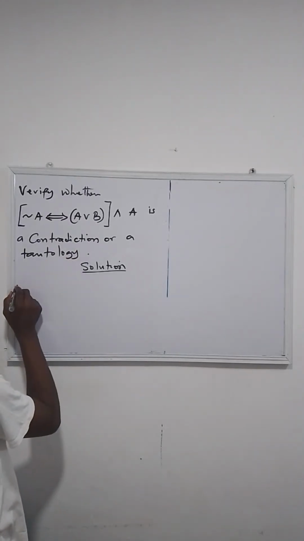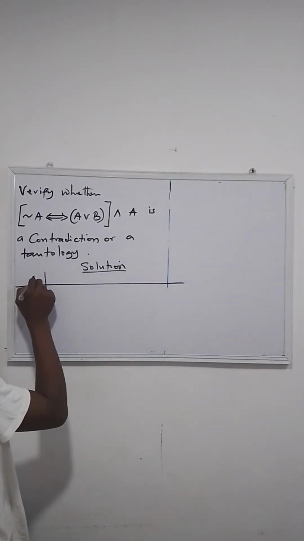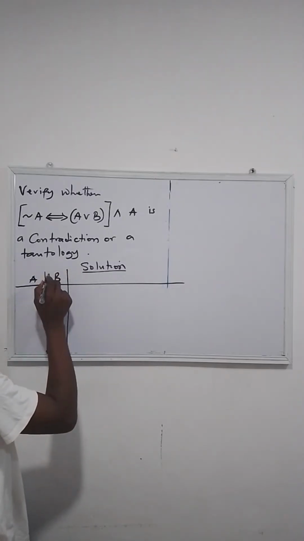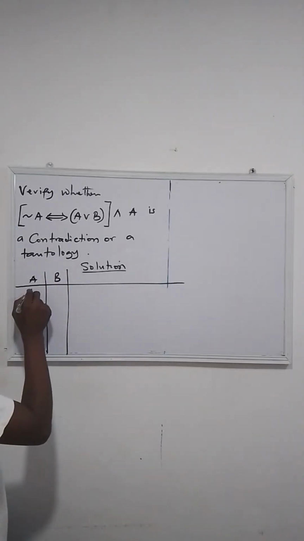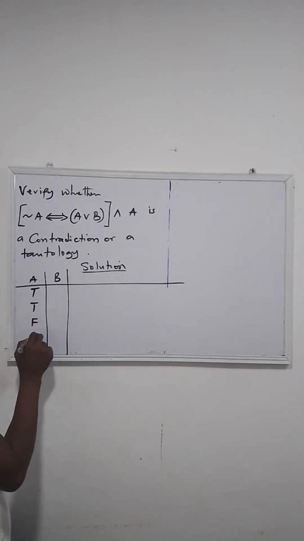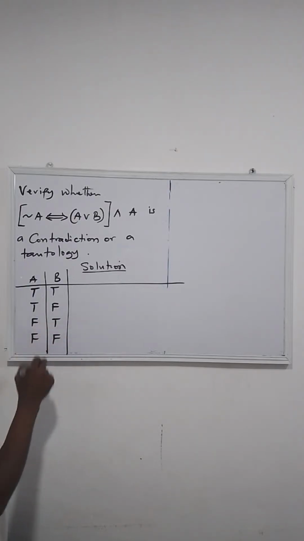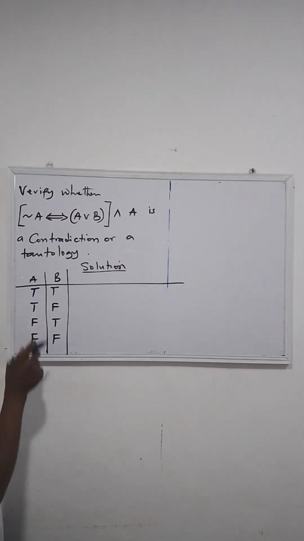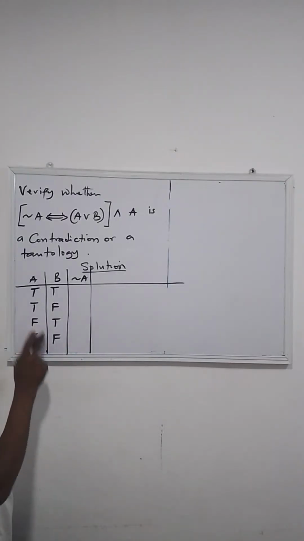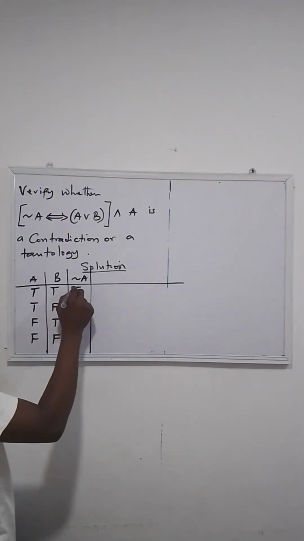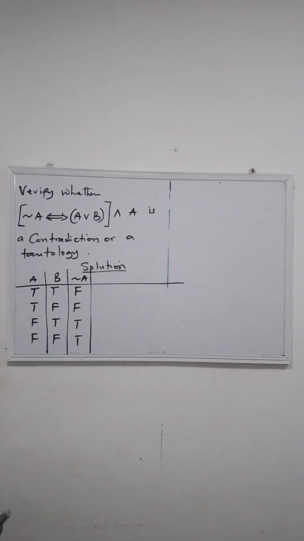All right, so now let us verify this. Create a table. The first column we have A, and the second one we have B, because we have two statements here, statement A and B, as you can see here. So now let's start with true, true, false, false. And the next one is going to be true, false, true, false. Okay. So now find the negation of A. Now you negate everything we have here. So this is going to give you false, false, true, and true. That's the negation.